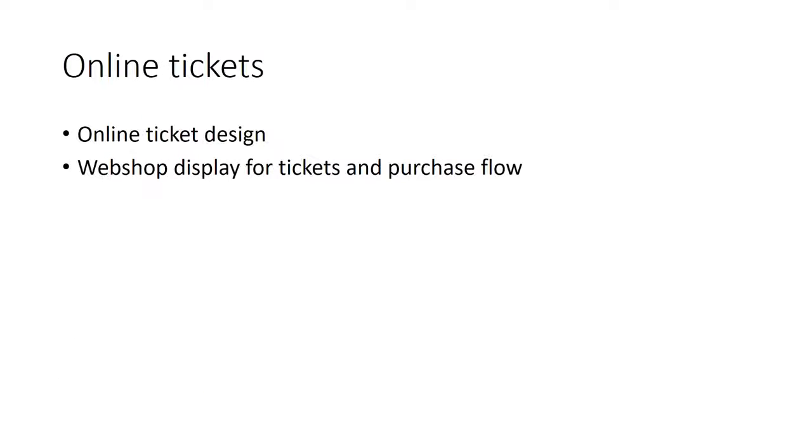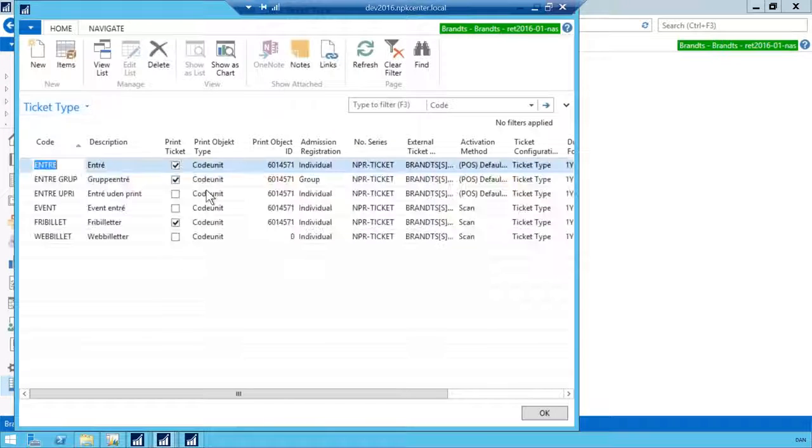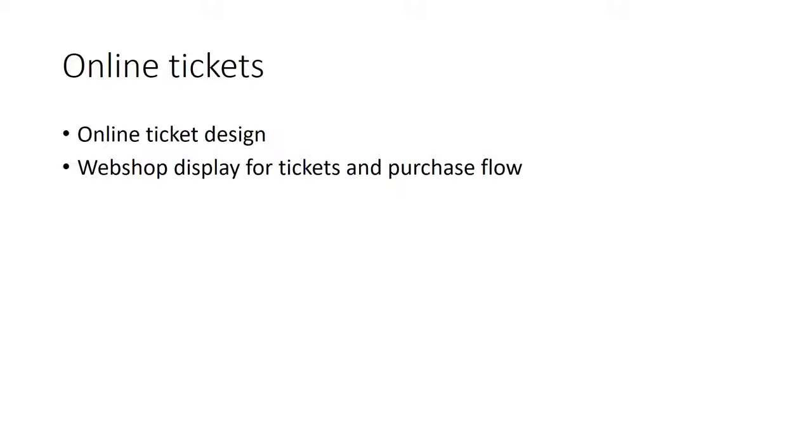Yes. So how does this look online? Before we do, there are two things for the online tickets that I want to show. One is the design, and the other one is what the tickets look like. So in the POS or in NAV, we could see on the ticket type that there's a print object connected to it, and this print object is only used when the ticket is sold from the POS. But when we sell the tickets on the web shop, we want to make sure that we can set up some kind of design for the ticket there.